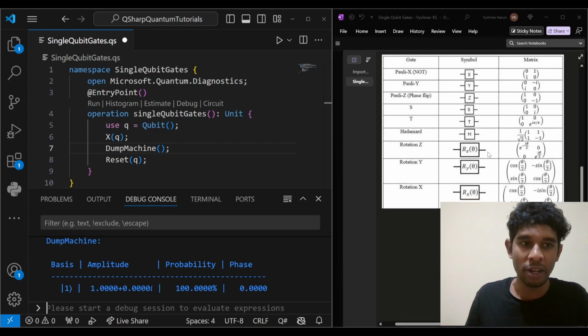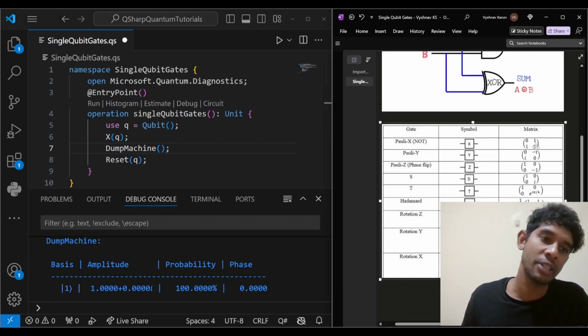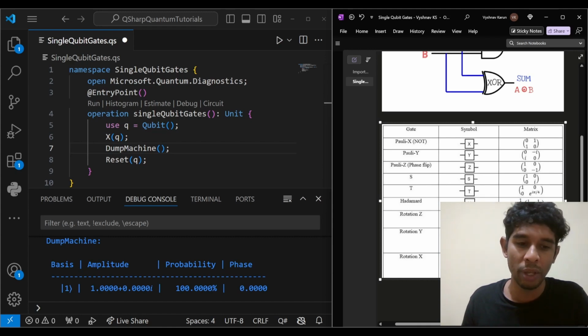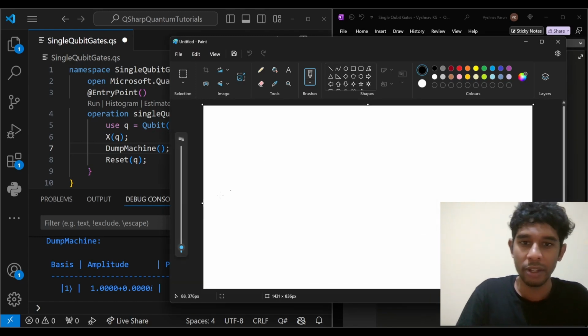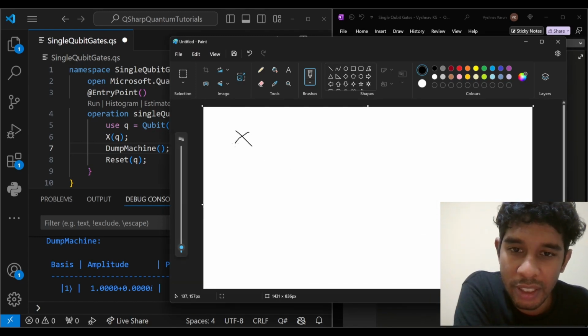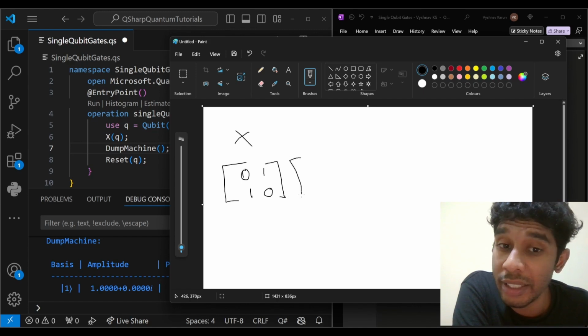So how does this work? You can see the matrix representation of the X gate over here, which is just 0, 1, 1, 0. Now let me just open my paint. Right, so this is our X gate, which is represented in terms of a matrix like this. And we have our initial state, which, you remember, was just the ket 0 state.